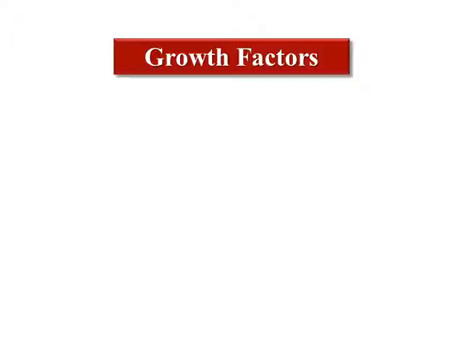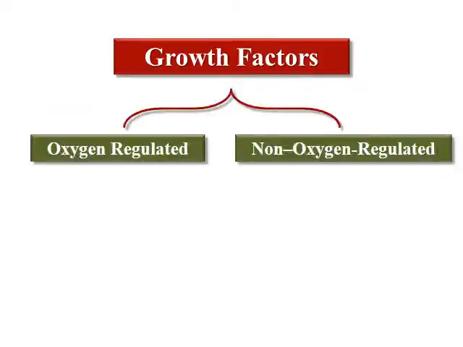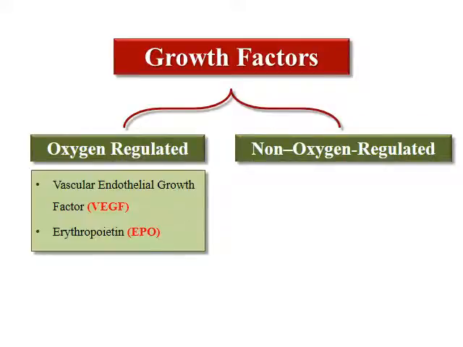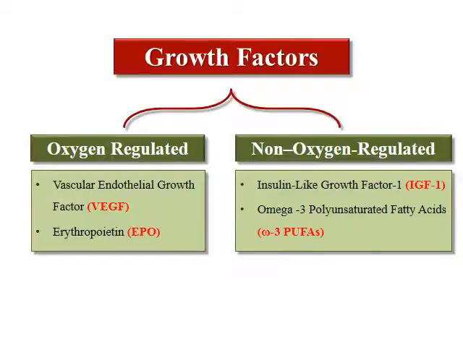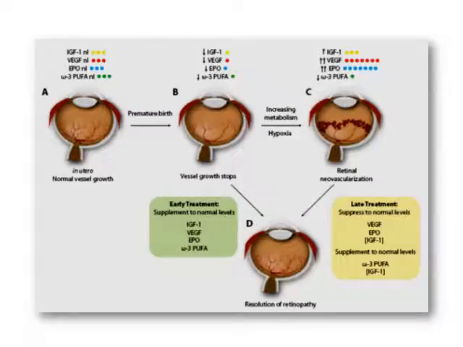A more in-depth explanation: we have many types of growth factors. Some of them are oxygen regulated and others are non-oxygen regulated. The oxygen regulated include vascular endothelial growth factors and erythropoietin. The non-oxygen regulated include insulin-like growth factor 1 and omega-3 polyunsaturated fatty acid.